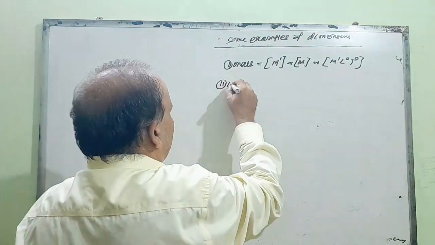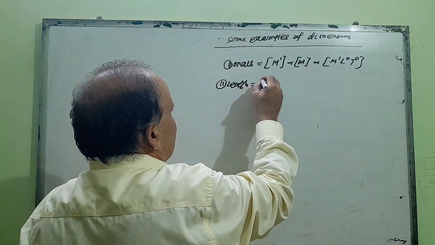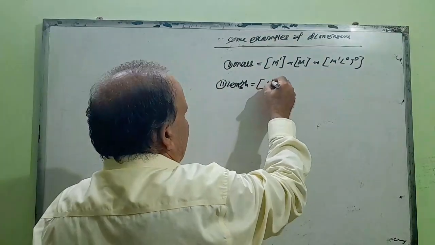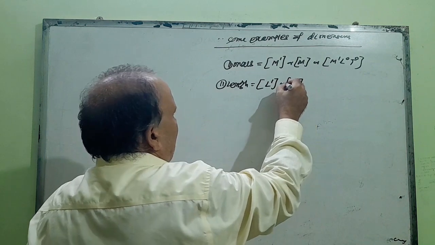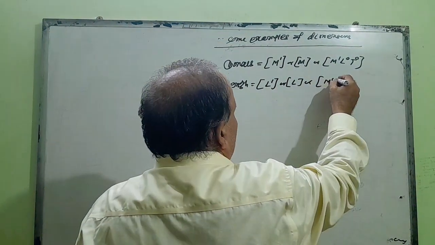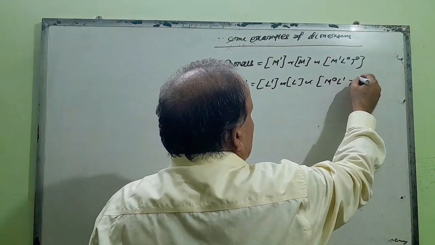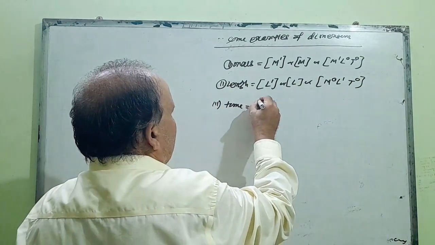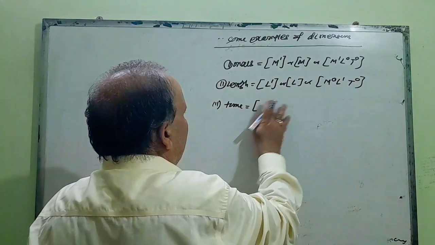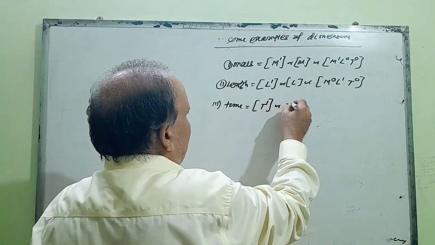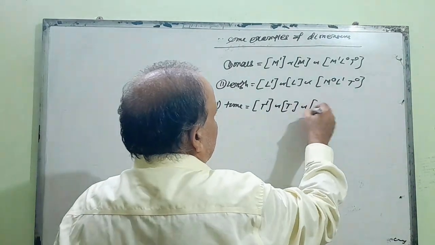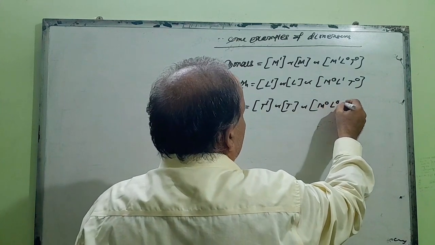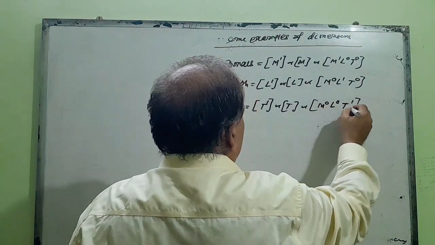Next is length. Length is what? You can write L1 or L, or we can write M0 L1 T0. Third one is time. Time is T1, or we can write T, or M0 L0 T1.